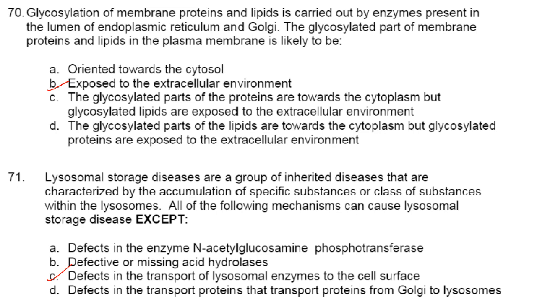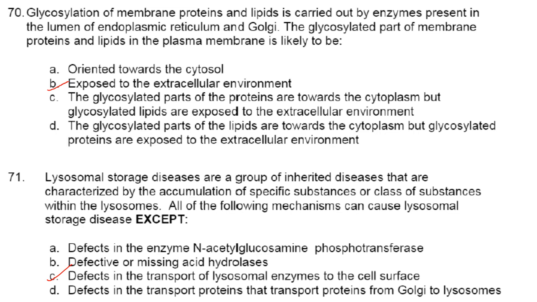Then next one. Glycosylation of membrane proteins and lipids is carried out by enzymes present in the lumen of the endoplasmic reticulum and Golgi. The glycosylated part of the membrane proteins and lipids in the plasma membrane is likely to be? So it is likely to be exposed to the extracellular environment.